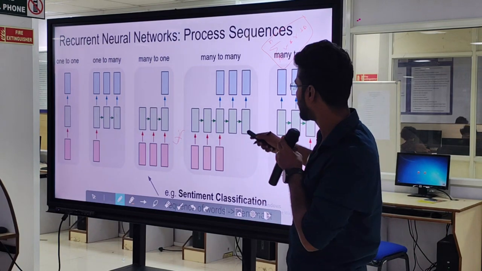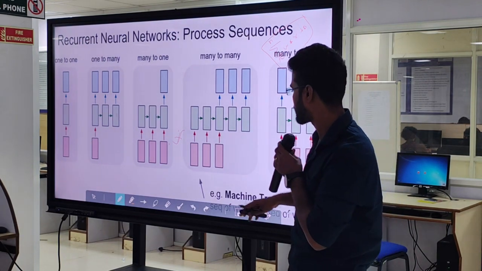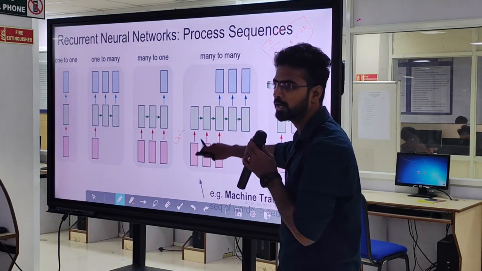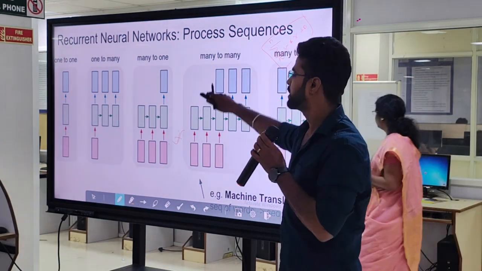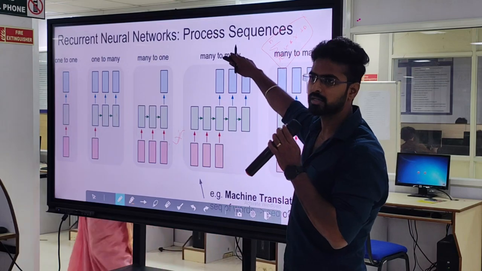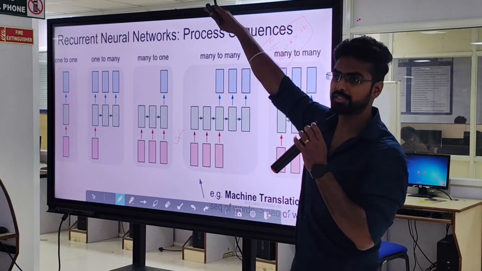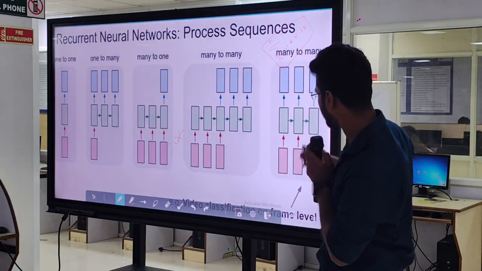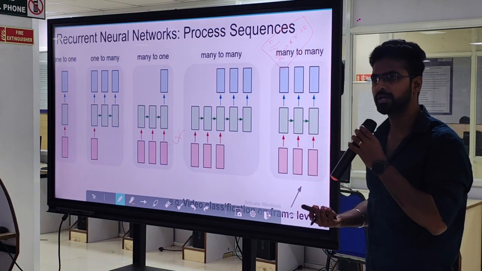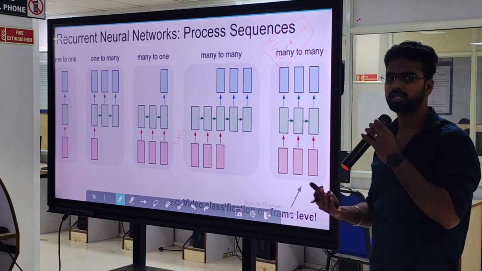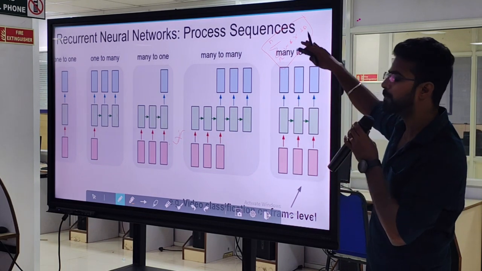When you go for many-to-many, it is frames. For machine translation, you give one language and parallelly get the other language. English to French translation: the dog is walking, and you will get the same result, the one you have seen in the previous slide. The next one is also many-to-many, which is frame level. In video synchronization and video-level classification and video-level predictions, everything is based on many-to-many.